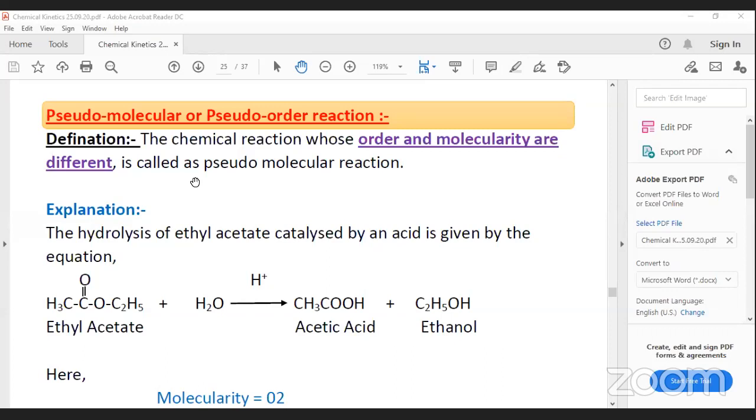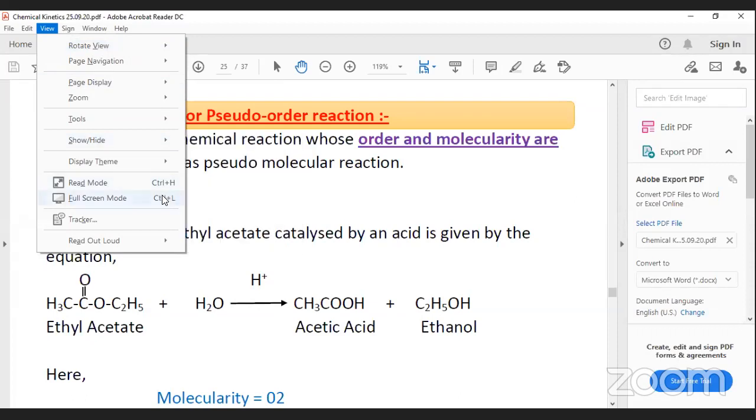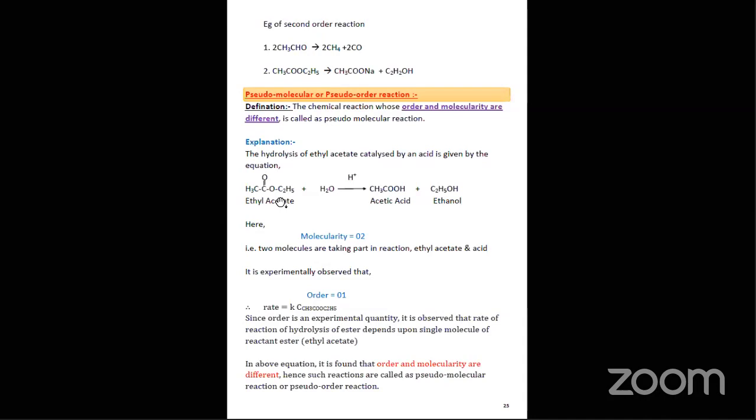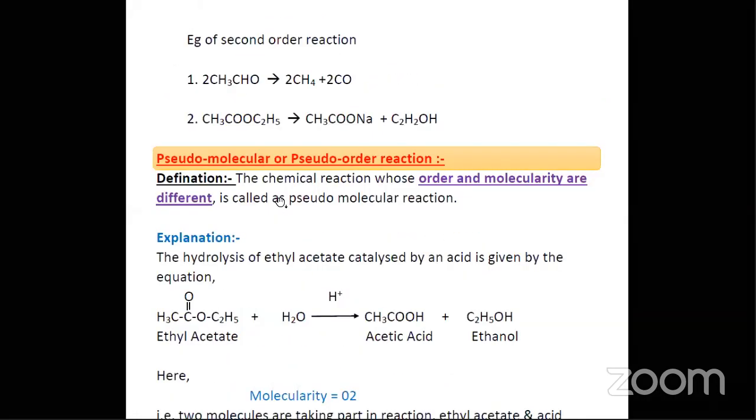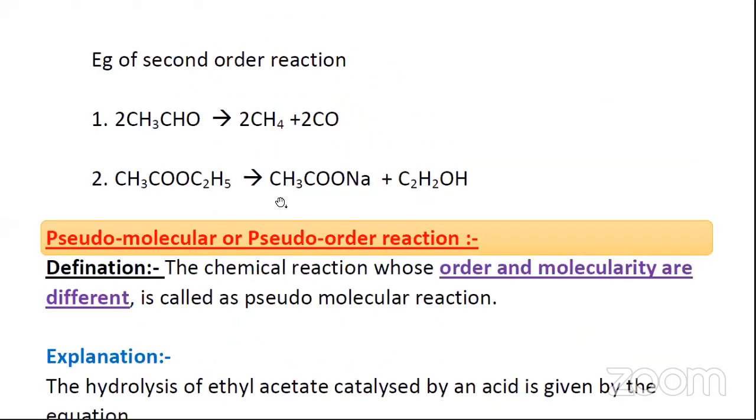So, what do you mean by second order reaction? Second order reaction म्हणजे काय? When the rate of a chemical reaction depends upon two molecules of reactant, it is called a second order reaction. Perfect. What is meant by order? Order म्हणजे काय? It is defined as the sum of the powers to which molar concentrations of reactants are raised in the rate equation.